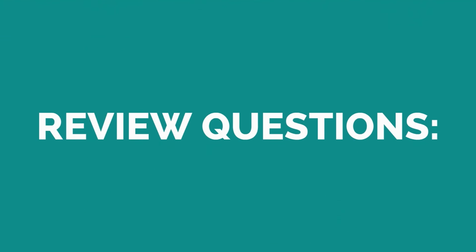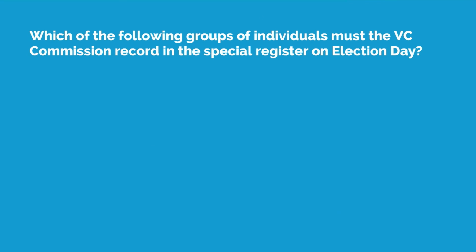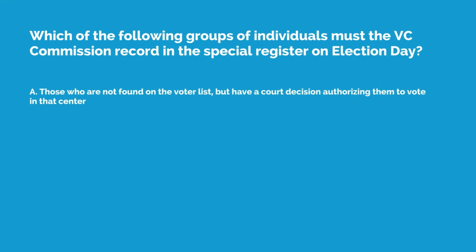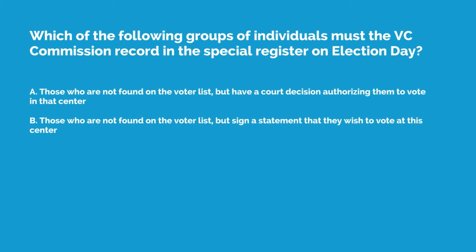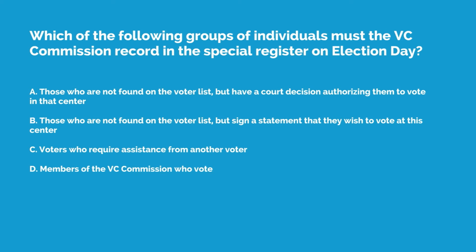Let's review. Which of the following groups of individuals must the VC Commission record in the special register on Election Day? A. Those who are not found on the voter list but have a court decision authorizing them to vote in that center. B. Those who are not found on the voter list but sign a statement that they wish to vote at this center. C. Voters who require assistance from another voter. D. Members of the VC Commission who vote. E. All of the above.